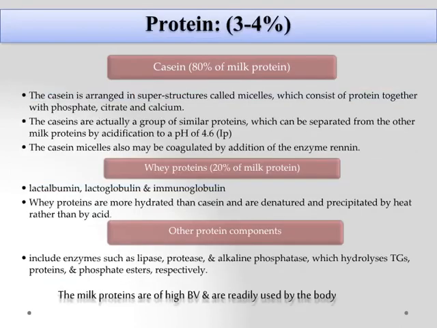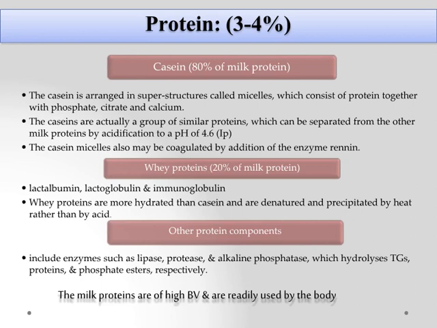Protein, 3 to 4%. Casein, 80% of milk protein. The casein is arranged in superstructures called micelles, which consist of protein together with phosphate, citrate and calcium. The caseins are actually a group of similar proteins, which can be separated from the other milk proteins by acidification to a pH of 4.6, the IP. The casein micelles also may be coagulated by addition of the enzyme renin.